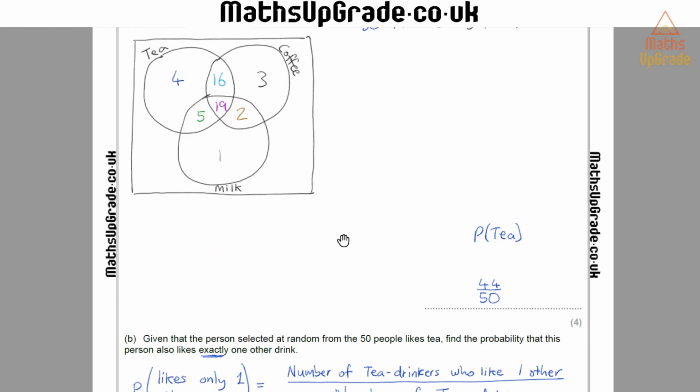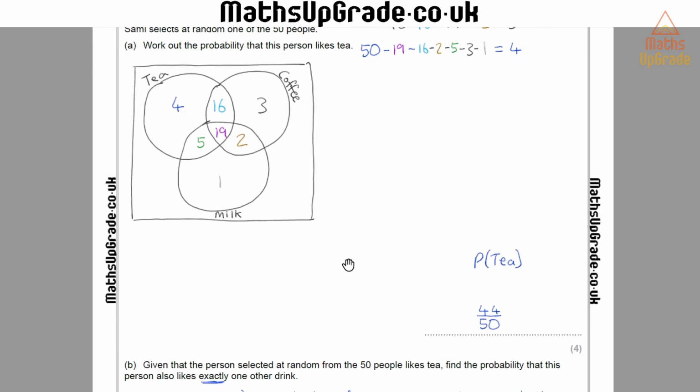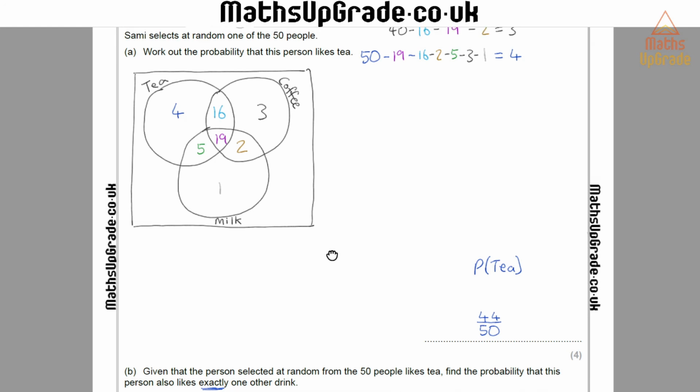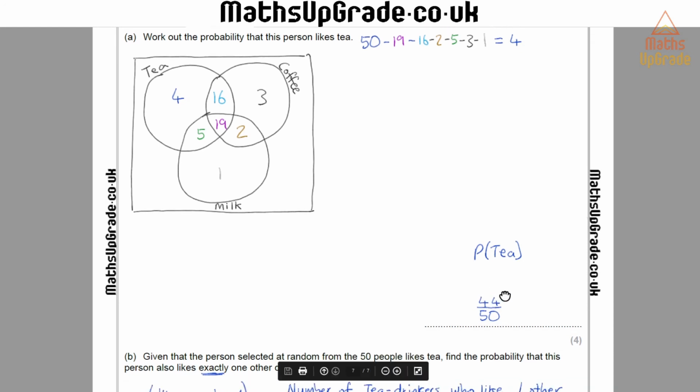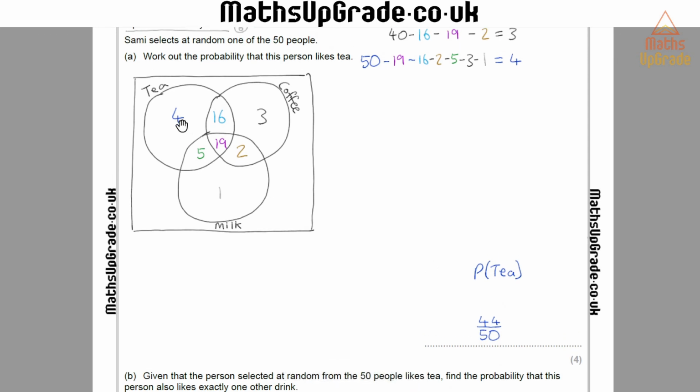In part B, it says, given that the person selected at random from the 50 people likes tea, find the probability that the person also likes exactly one other drink. Okay, likes exactly one other drink. Right? So the number of people who like tea is 44, like we said. So it's going to be out of 44. And the number of people who like tea, who like exactly one other drink, is either these 16 people or these 5 people. These 19 people like 2 other drinks.